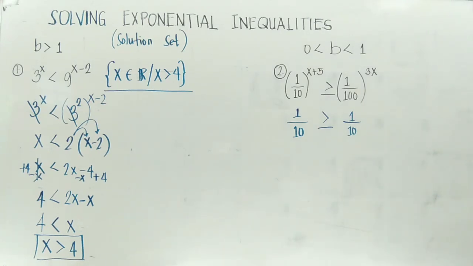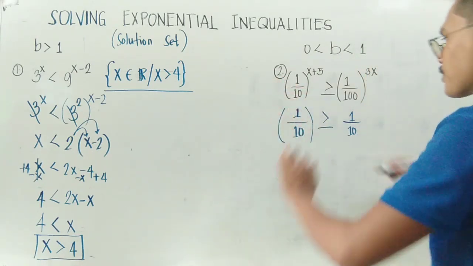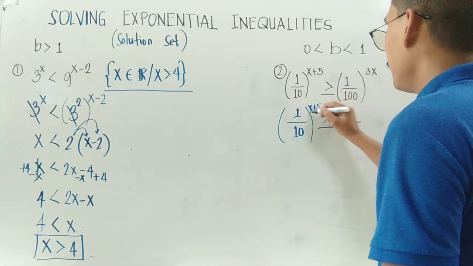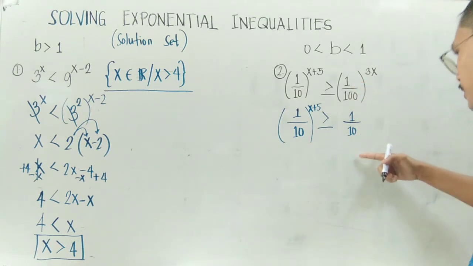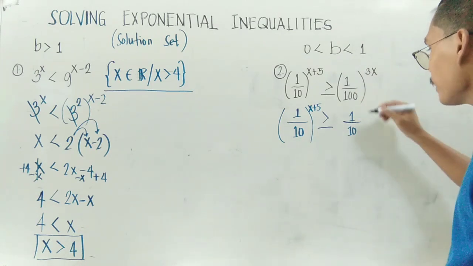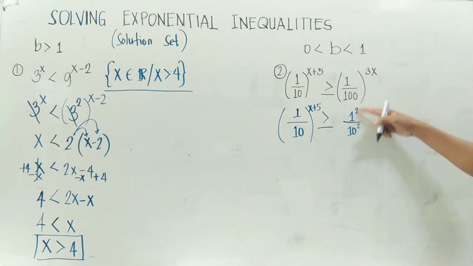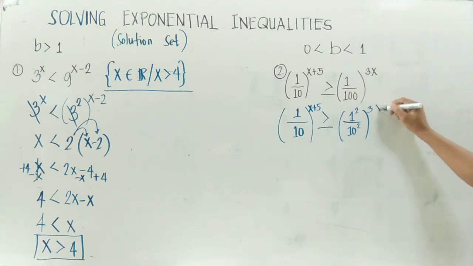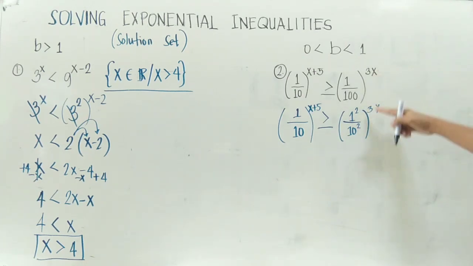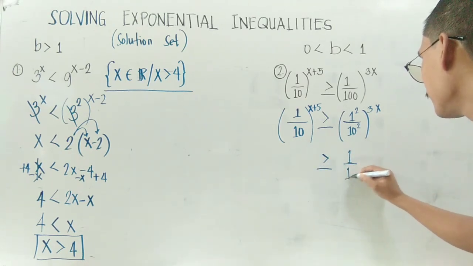Right? And because it's already 1/10 in here, we will just have to copy its exponent and 1/10. Okay? Next, we have 1/10. How can we get to 1/100 from 1/10? Of course, we will square it. 1 squared is 1, 10 squared is 100. Just like that. And copy the exponent 3x, or simplifying, we will have this one.